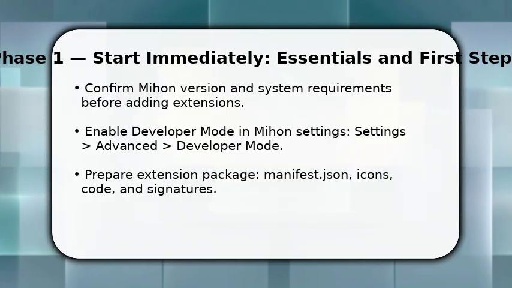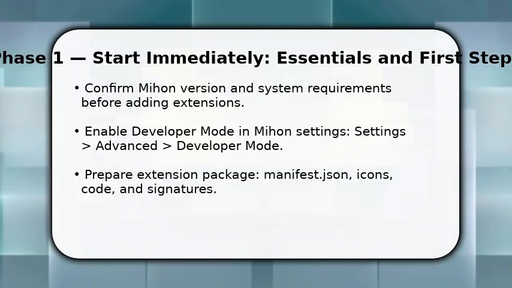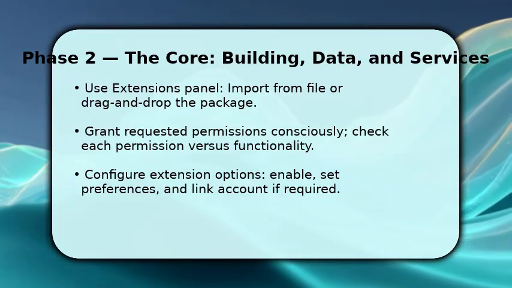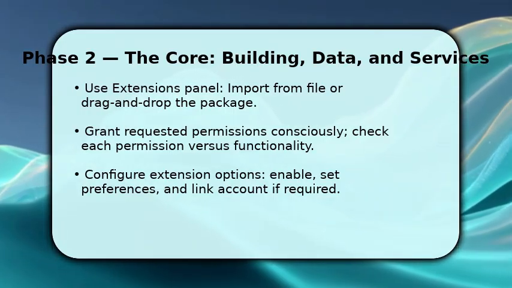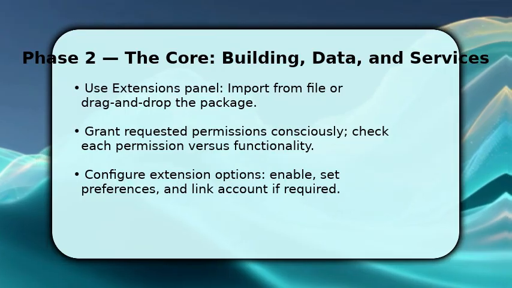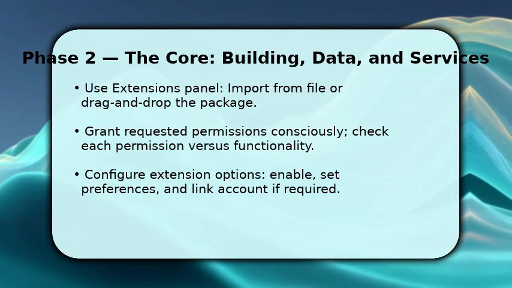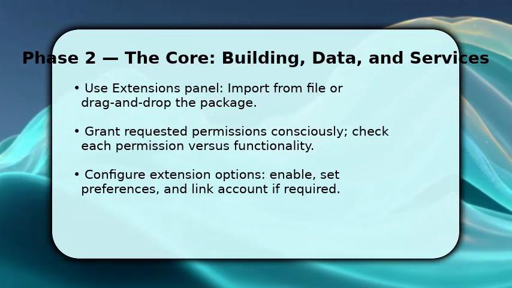You import the extension via the Extensions panel, either import from file or drag and drop the folder. Mihon validates the manifest and signatures. When prompted, read and grant permissions consciously because permissions map to capabilities. Deny anything unnecessary and revisit later.